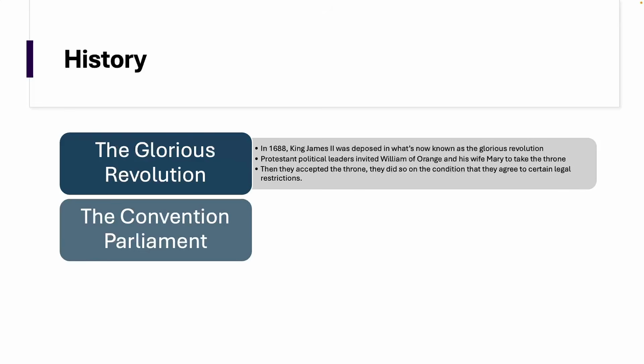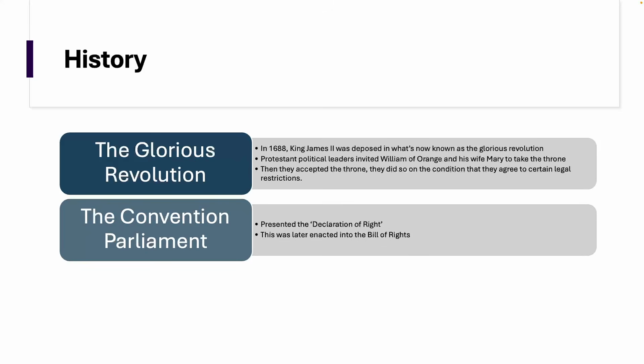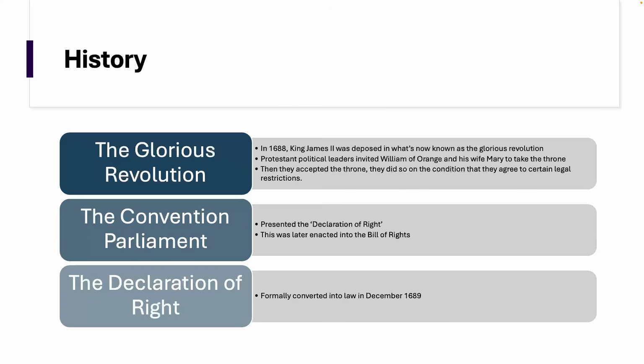It was also very, very important in the sense that when William and Mary accepted the throne, they did so on the condition that they agreed to a number of certain legal restrictions. The Convention Parliament, so called because it wasn't formally summoned in the usual way, presented William and Mary with something known as the Declaration of Right. This was then later enacted as the Bill of Rights. And so the Declaration of Rights becomes a formal statute in December 1689, getting royal assent.